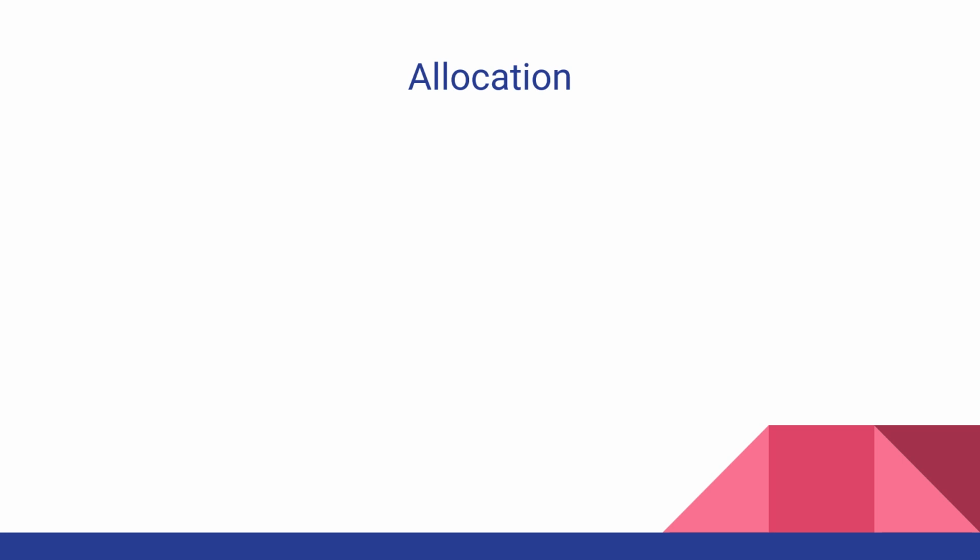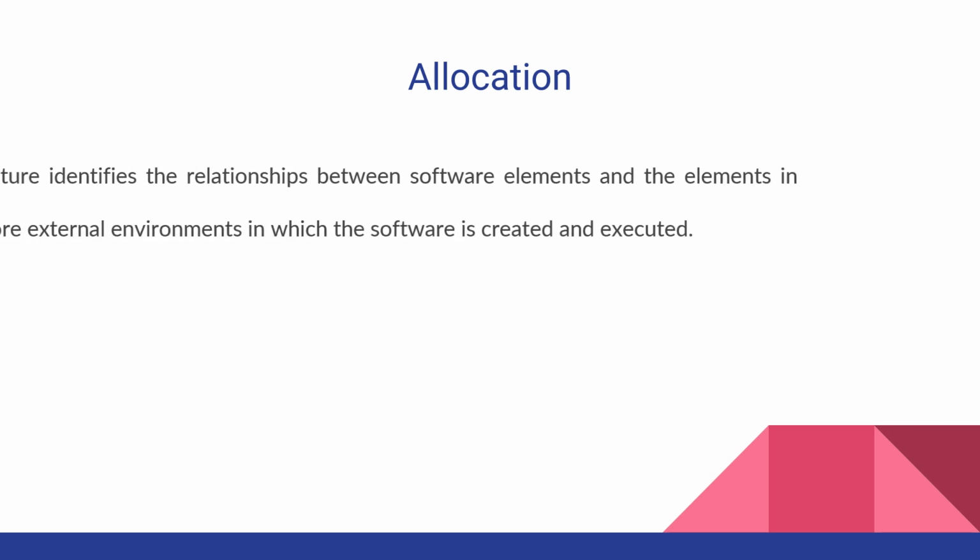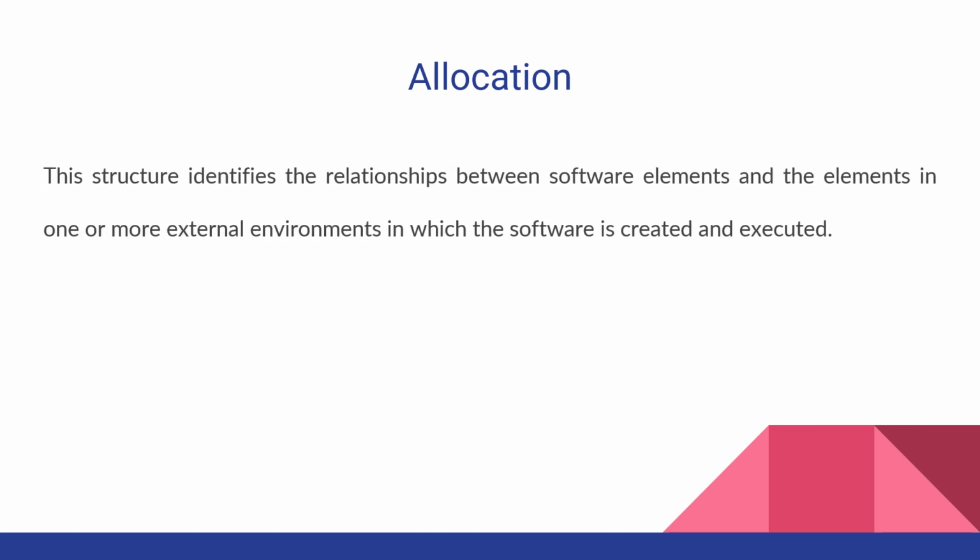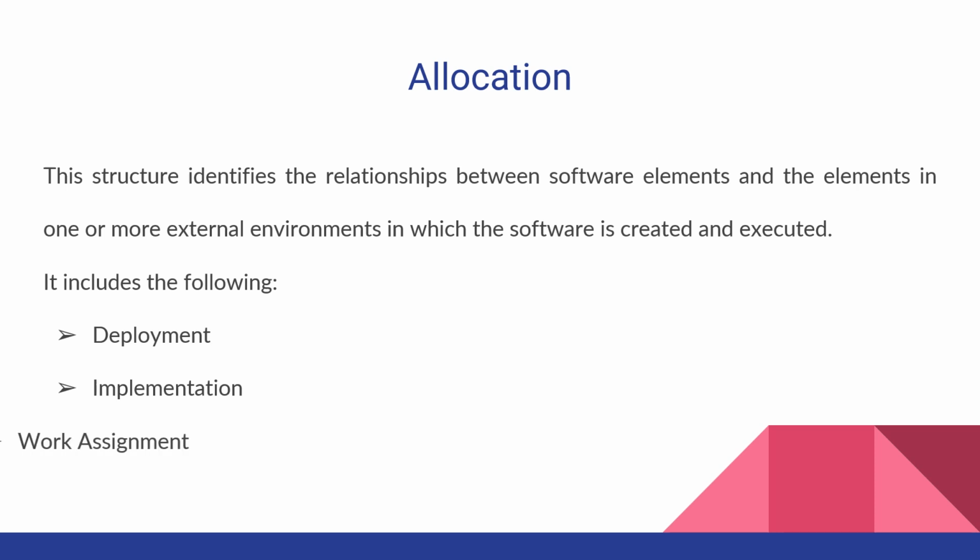Allocation. The structure defines the relationship between software elements and the elements in one or more external environments in which the software is created and executed. It includes the following. Deployment: it demonstrates how software is assigned to hardware processing and communication elements. Implementation: shows how software elements are mapped to file structures. Work assignment: gives responsibility to developing teams for implementing and integrating the modules.